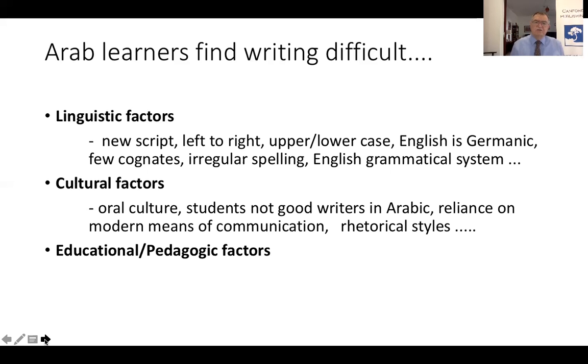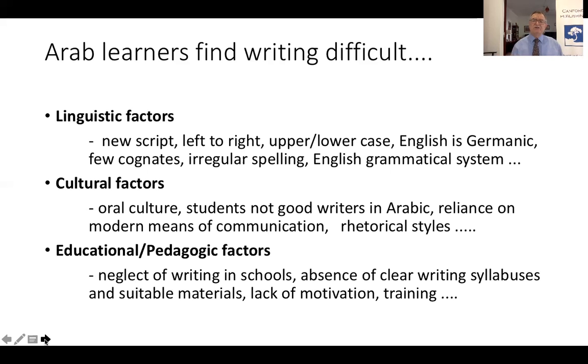Also some pedagogical factors and educational factors. And generally in the region as a whole, I found that writing tends to be neglected as a skill compared with reading, listening, speaking, and so on. And this is sometimes reflected in the fact that there isn't a clear writing syllabus for the students to follow in schools, for example. It often tends to be a little bit random. And as a result, the materials are often not suitable because they don't have a concrete writing component.